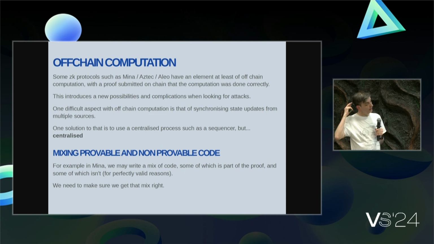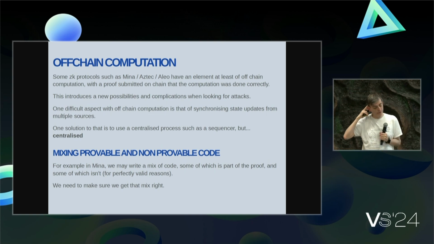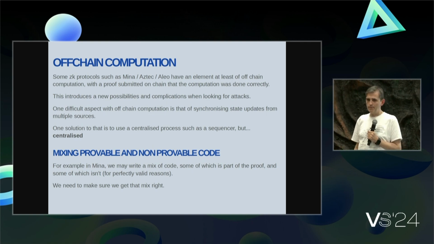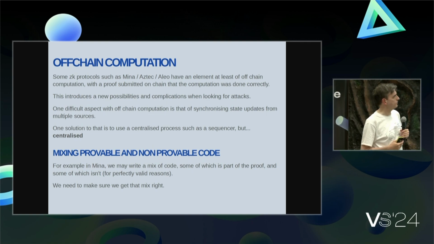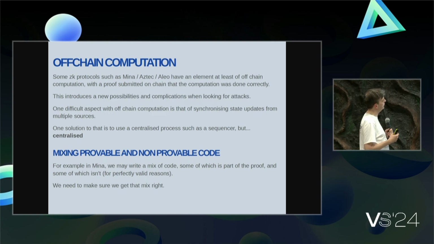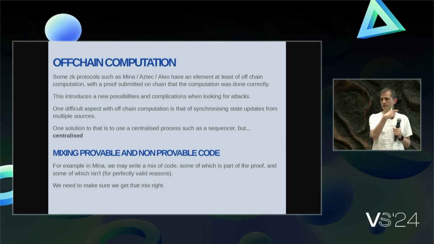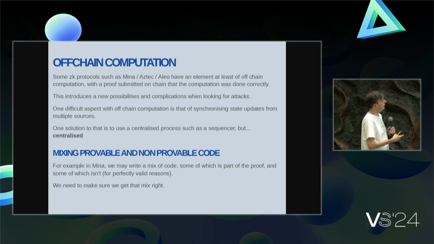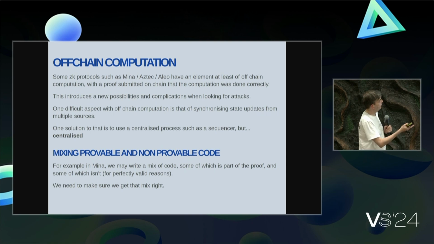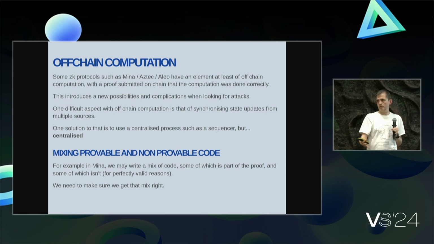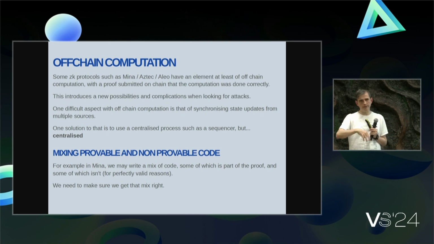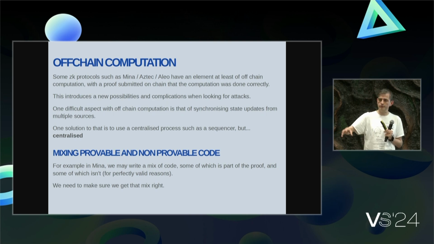Something else that is quite new, I think, and this is quite difficult to quantify and know what we can do about, is the possibility of doing off-chain computation. I'm particularly thinking of Mina, but we've also got Aztec and Aleo that do this. The idea is that you have some computation being done off-chain, and then you can post a proof of the correctness of that on-chain along with the results of that.